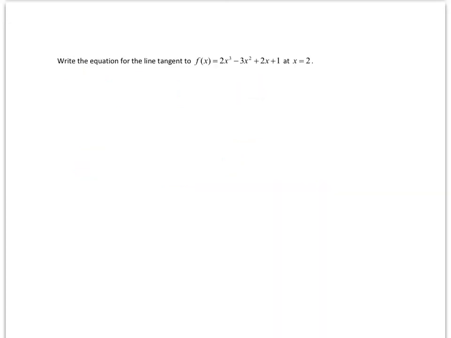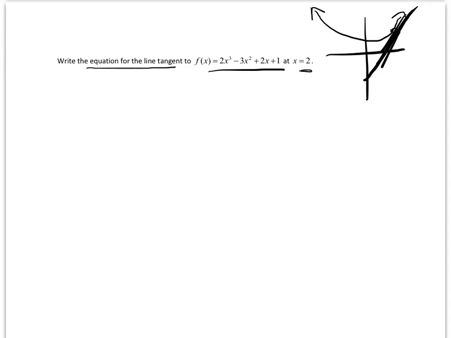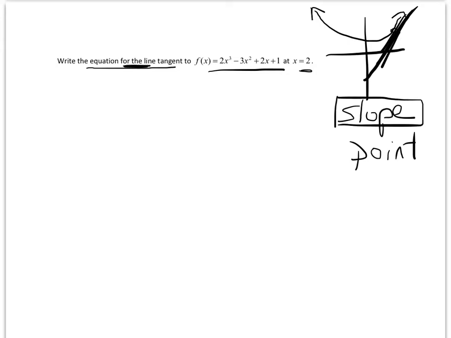Here we're asked to write the equation for a tangent line, which means that based on a given graph, at a particular point, we'll find the equation of the line that's tangent. So I've got my function here, it's this cubic, and x equals 2 is the point I want to work at. Whenever I want to write the equation of a line, I'm going to need two pieces of information. You need to know the slope of the line at that point, and you also need to know the coordinates, the actual point. The slope is what I'm going to use the derivative for. Remember, the derivative means slope.